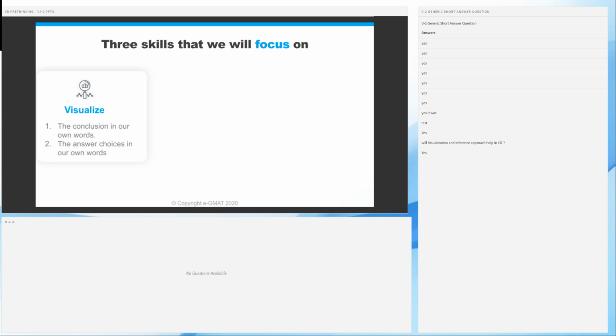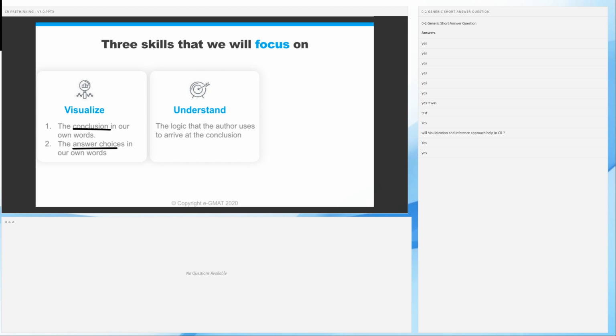That one, as one entity changes, the other one should change in the same direction. If they're negatively correlated, as one increases, the other one should go down. Yes, visualization and inference help tremendously in CR and RC. In fact, in every aspect of the GMAT, they would help. That's a core skill that you have to build. And visualization is particularly useful for the conclusion as well as for the answer choices.